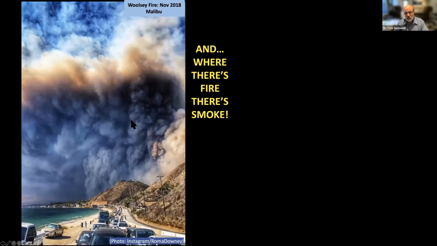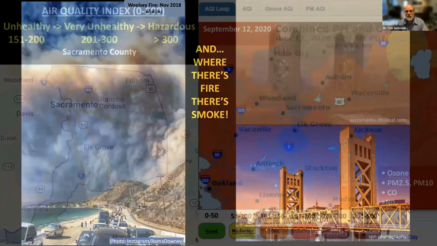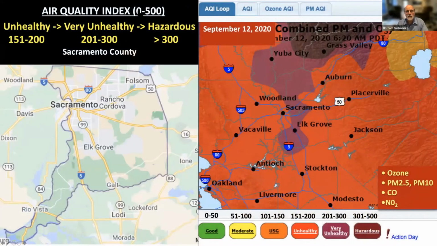Tremendous result of that fire. And here's Sacramento Tower Bridge on a good day. Here it was last summer, in September, when we had that tremendous air quality damage to us. And let's take a look at that air quality index, which goes from 0 to 500.